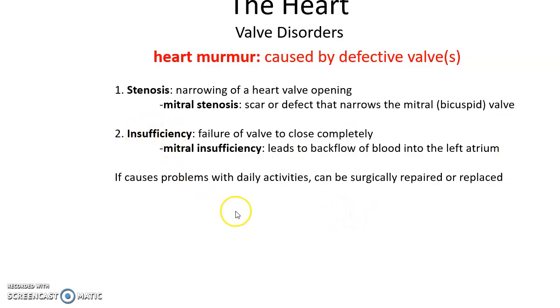Other possibility is insufficiency. Here the valve does not close completely, and this means that blood is backflowing, and that of course means the heart is not functioning as efficiently. So mitral insufficiency means that blood is backflowing from the left ventricle back into the left atrium because it doesn't close properly. If it's causing no problems, if it's just a strange sound, then nothing happens but being aware of it and paying attention to it. But if it causes significant problems for the person, then it can be surgically repaired or replaced. And that will be it for this part of Chapter 19.